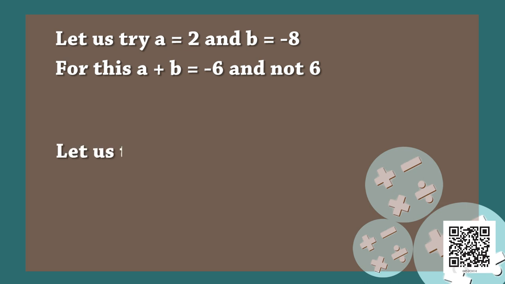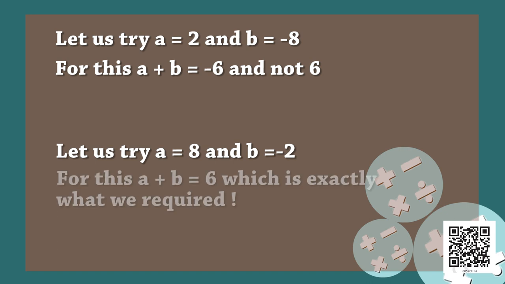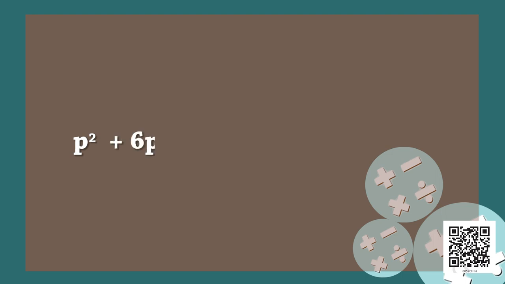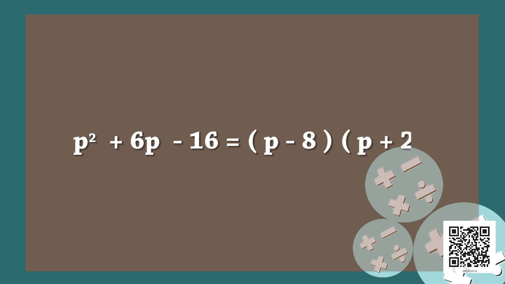Now, let us try A is equal to 8 and B is equal to minus 2. For this, A into B is equal to minus 16 and A plus B is equal to 8 plus minus 2, that is 6, which is exactly what we required. Hence, the factorized form of the given algebraic expression is p square plus 6p minus 16 is equal to p minus 8 into p plus 2. Thus, the required factors are p minus 8 and p plus 2.